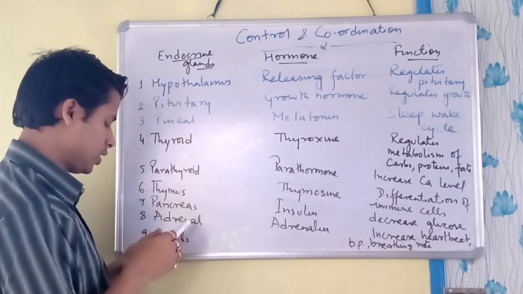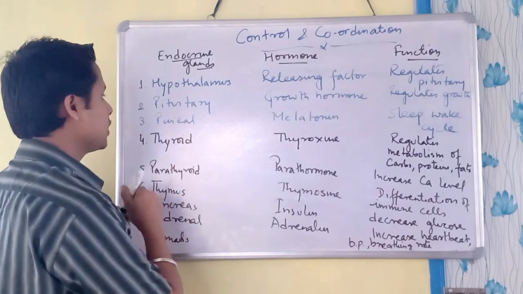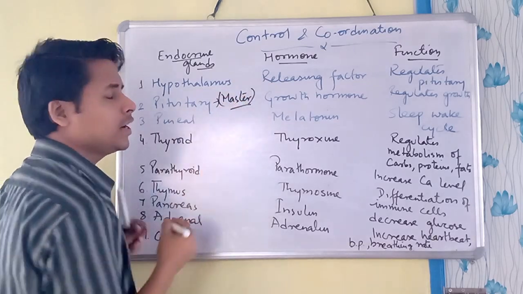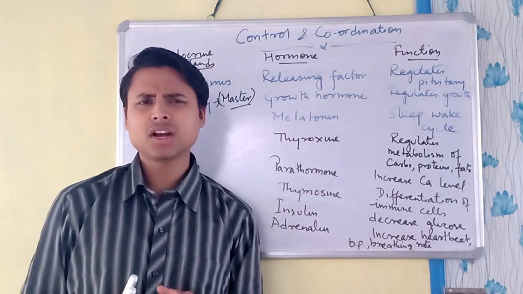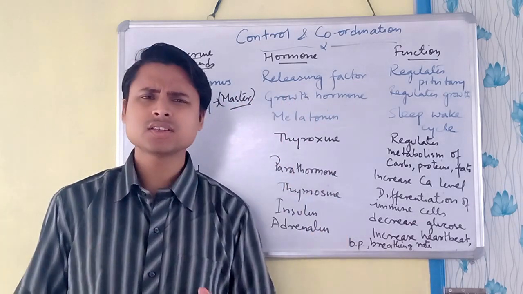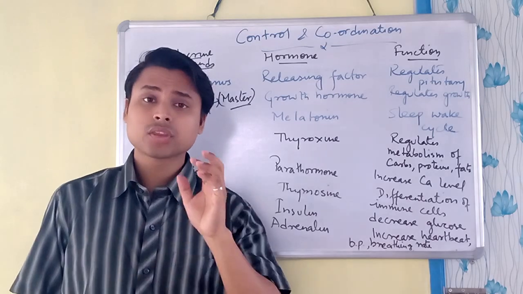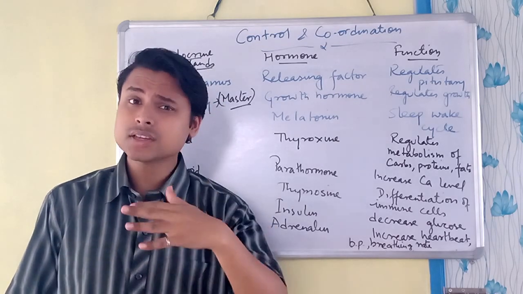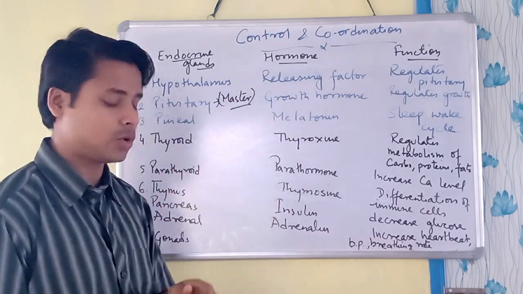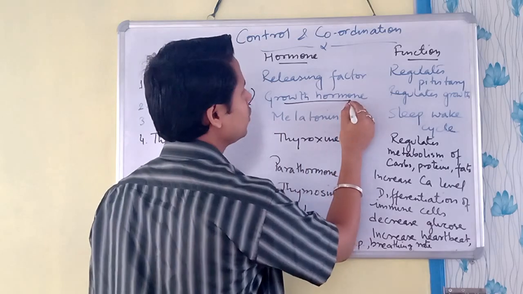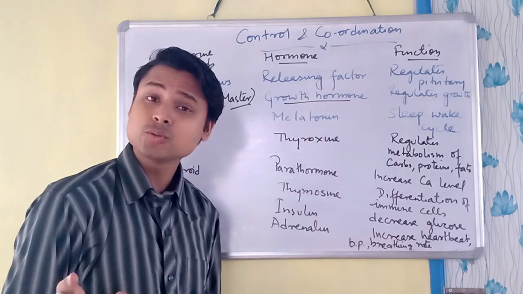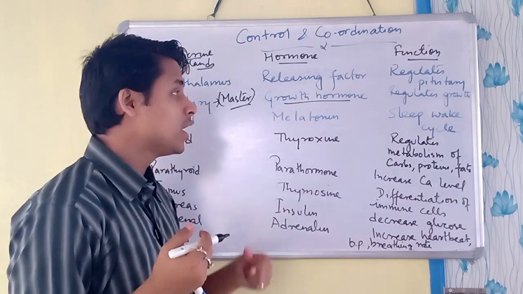The pituitary gland is also known as the master gland, right? Because it activates or regulates various other glands, as well as controlling the secretion of various different hormones. But here we are taking only one example, growth hormone. The growth hormone is released by the pituitary gland, and when it is released, it regulates growth.